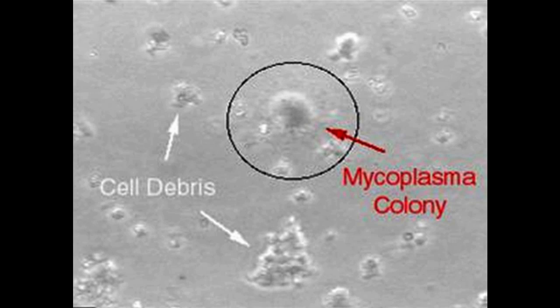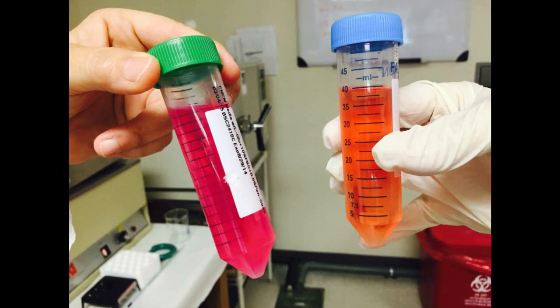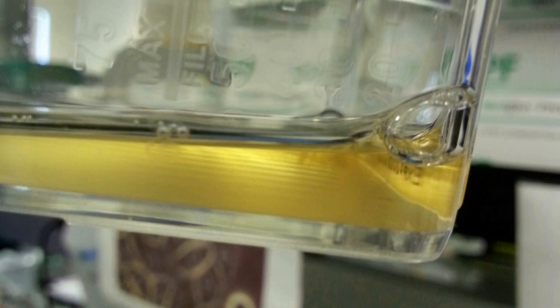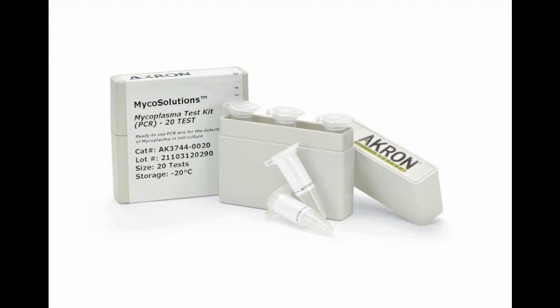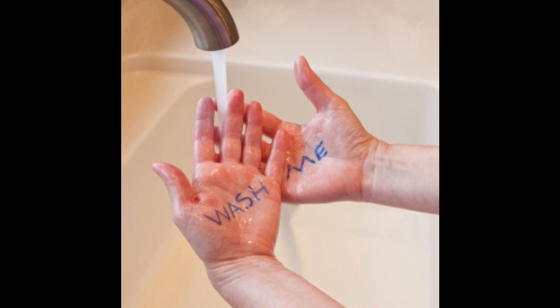Mycoplasma is a common contaminant in labs around the world. It is especially pernicious because it's immune to commonly used antibiotics and also passes right through media filters. Look for signals of contamination like color changes in media or poor health of your culture. If you suspect contamination, use AKRON's Mycosolutions Mycoplasma Detection Kit to know for sure. And don't forget the number one rule of aseptic technique. Wash those hands.